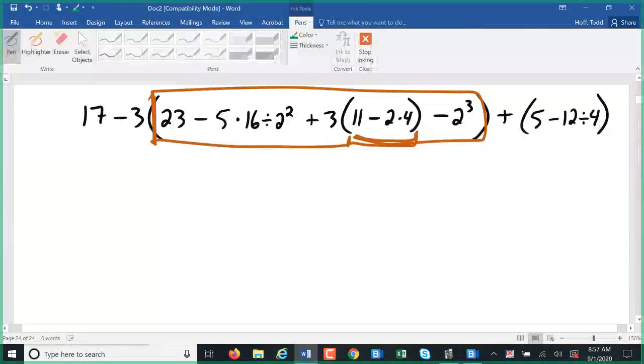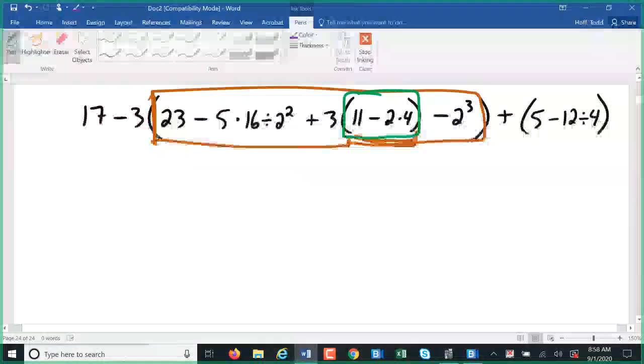Now, inside that parenthesis, the order of operations still applies. So we have to continue looking for more enclosing symbols, and we have it. Right here, there's another in parentheses. So we're going to narrow our scope down to that green box.